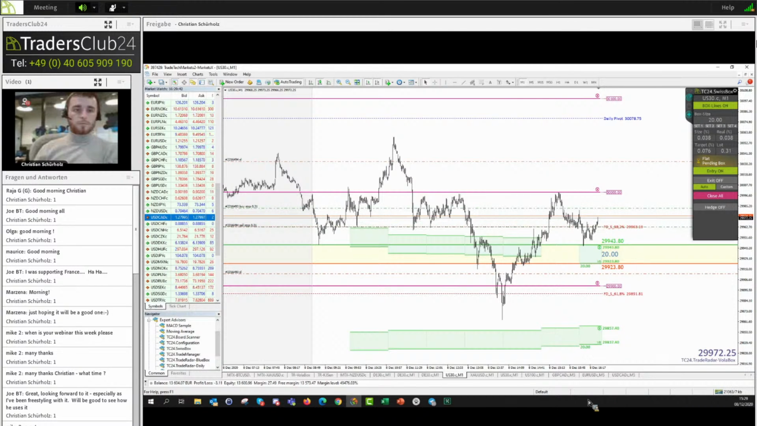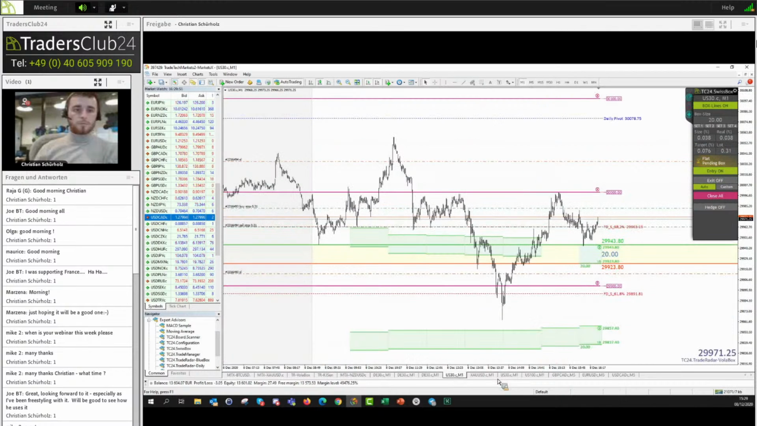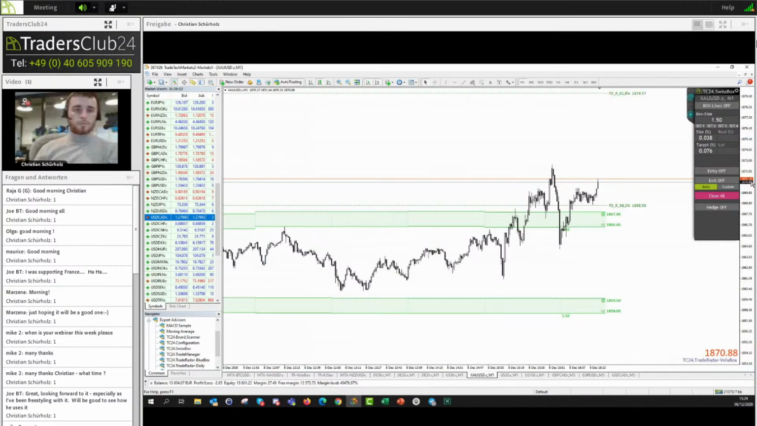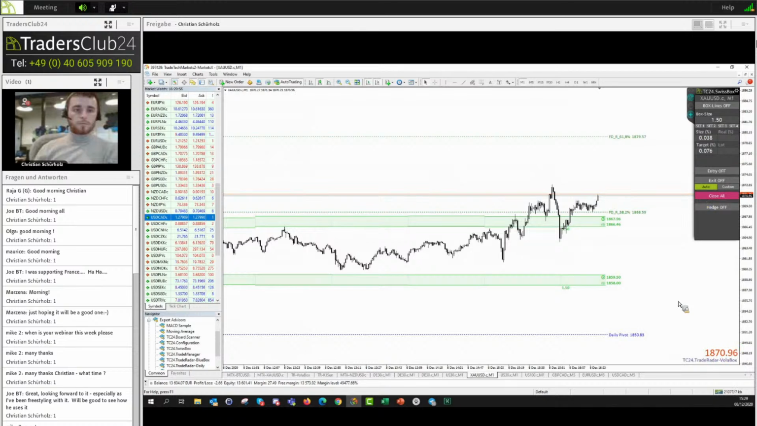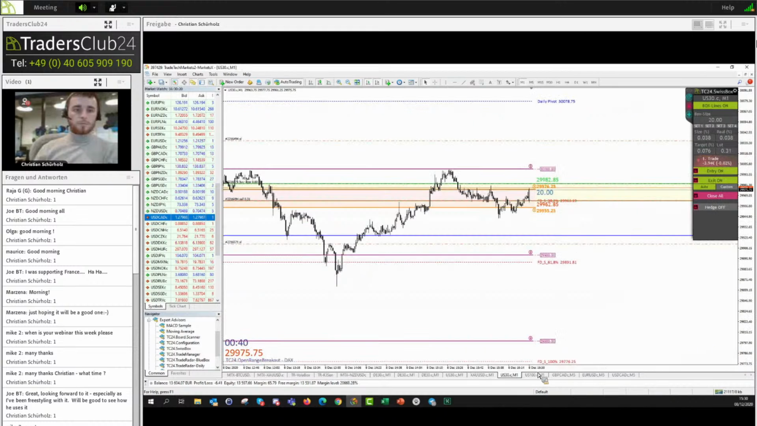So it seems like US 30 is on its way back up at the moment. And our gold trade is also out. Might see another creeper today with the gold. Keep this entry in case of any volatile movements on the open. But I doubt we're going to see.